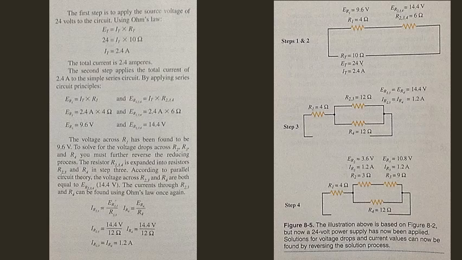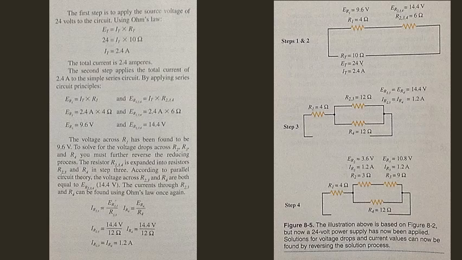In example 4, the second example, figure 8-5, as shown, is based on figure 8-2. The total resistance value of figure 8-2 was calculated in example 2 to be 10 ohms.